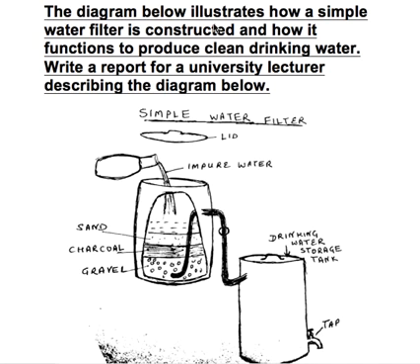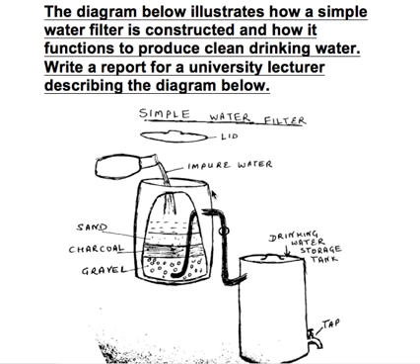The diagram below illustrates how a simple water filter is constructed and how it functions to produce clean drinking water. Write a report for a university lecturer describing the diagram below. So this is the process of producing clean drinking water.